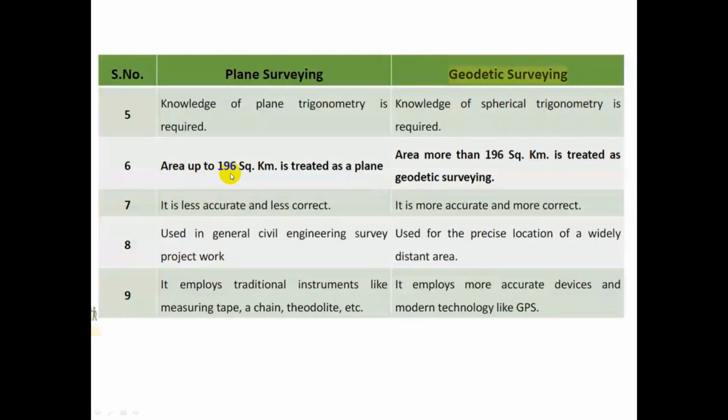So area up to 196 square kilometers is treated as a plane, and more than that is treated as geodetic surveying. So it is less accurate and less correct. Yes, true. Kaya nga, again, gitreat nimo siya as straight line. Nya, kabalo ta nga ang true shape sa Earth is oblate spheroid. So it is more accurate and more correct ang geodetic surveying.